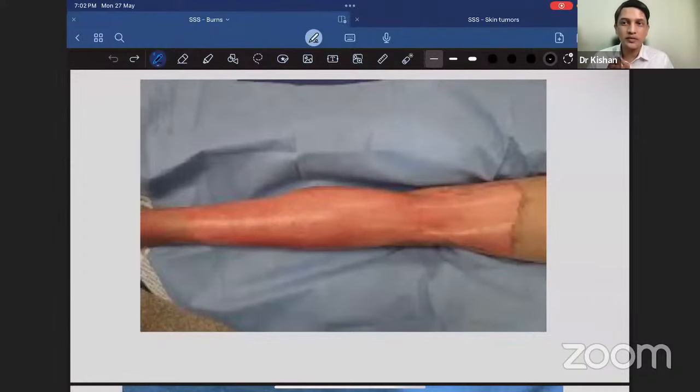Today's both the topics, burns as well as skin tumors, hold good for long essay as well as short 5 marker. So we will discuss in detail about all the aspects of the topic.